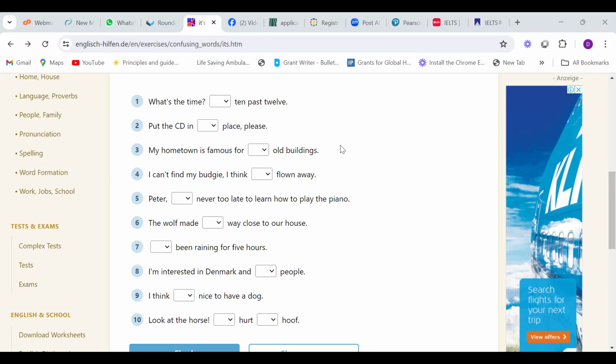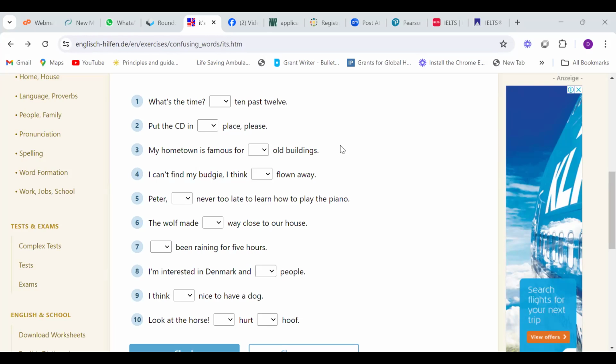So question 1, what is the time, or what's the time? Is it the possessive its, the one without the apostrophe, is 10 past 12, or is it the contraction, the one with the apostrophe? It is 10 past 12. Put the CD in. Is it the one with the apostrophe or the one without apostrophe?